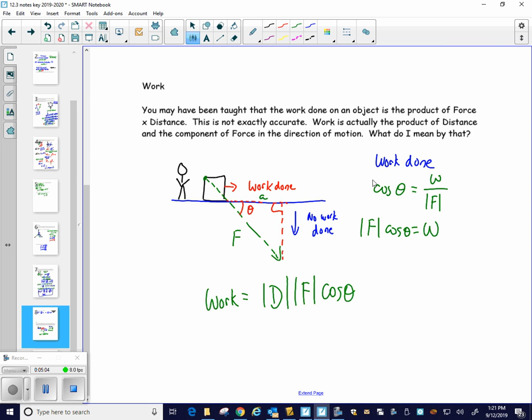So the work done is only based on the direction of motion. And hopefully you recognize that magnitude D times magnitude F times cosine of theta is the same as D dot F. So really this just depends on which pieces of information you're given as far as which of these two equations you're going to use. Neither one of them is very difficult to use though. So let's go ahead and take a look.